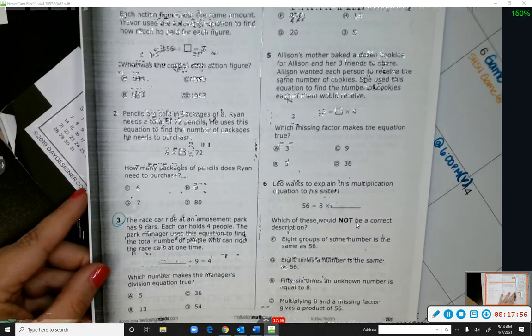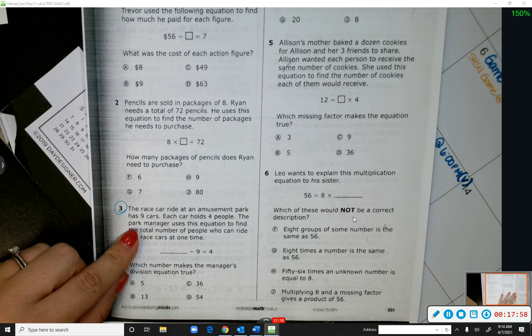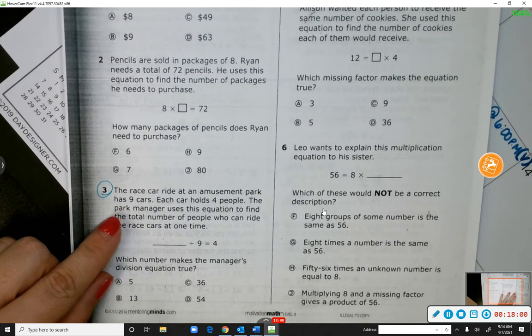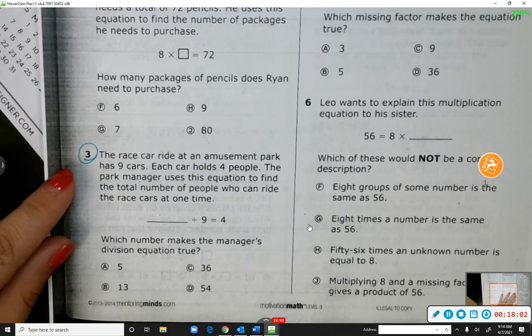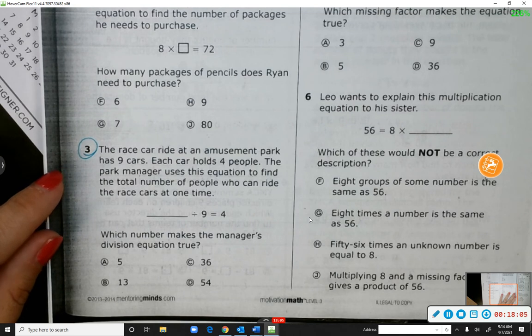Were you going to read it? Okay. Stop playing with the pencils and the pen. 3 and 4.